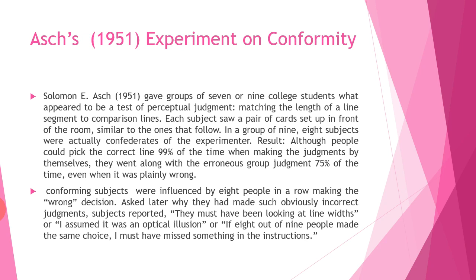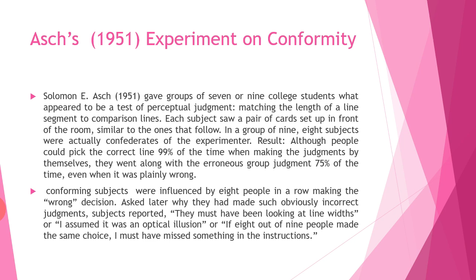Let's see an example. It was a classic study done by Solomon E. Asch in 1951. He gave groups of 7 to 9 college students what appeared to be a test of perceptual judgment. He told them it was a test of perceptual judgment, matching the length of a line segment to comparison lines. So he drew a standard line and, corresponding to that, 3 comparison lines. Each subject saw a pair of cards set up in front of the room. In a group, all but one of the subjects were his confederates.